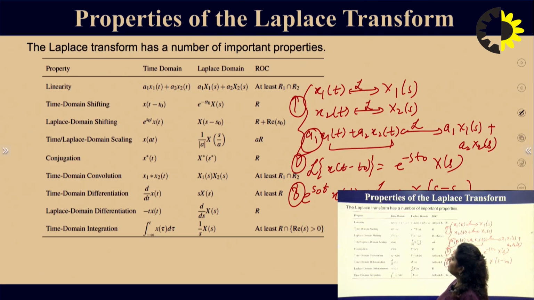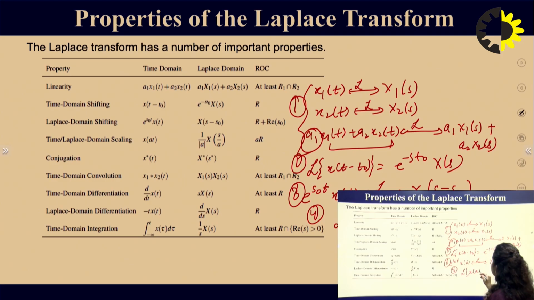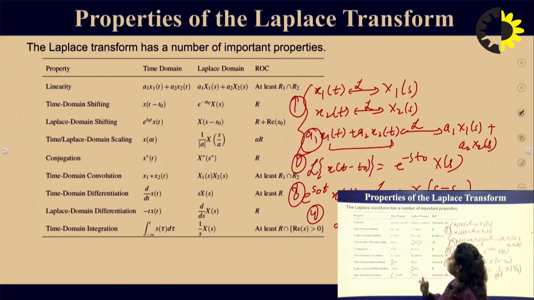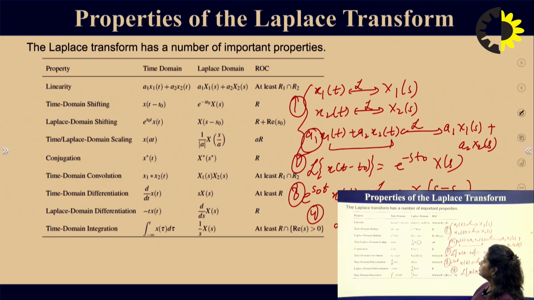Then the time and Laplace domain scaling property, which is the fourth property. So the Laplace transform of x(at) is 1 upon mod of a times X(s by a). So here we are scaling. When a lies between 0 and 1, it has an expansion, and when a is greater than 1, it has a compression. Accordingly, there is a change in the frequency also. Then the conjugation property, that is x conjugate of t, whose Laplace transform is X conjugate of s conjugate.